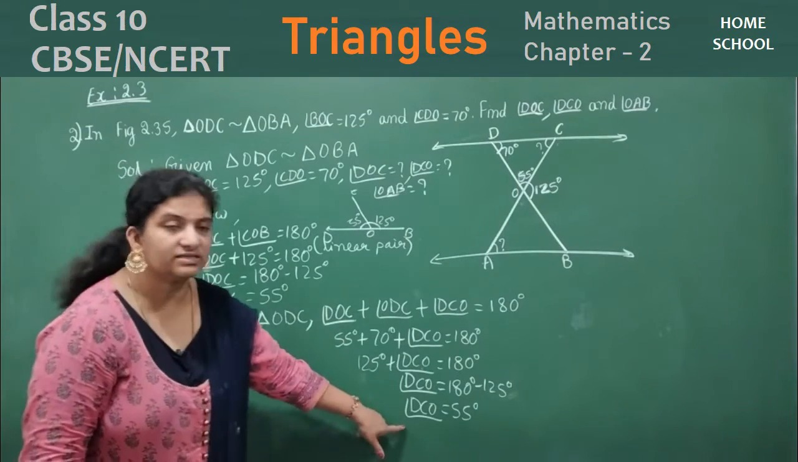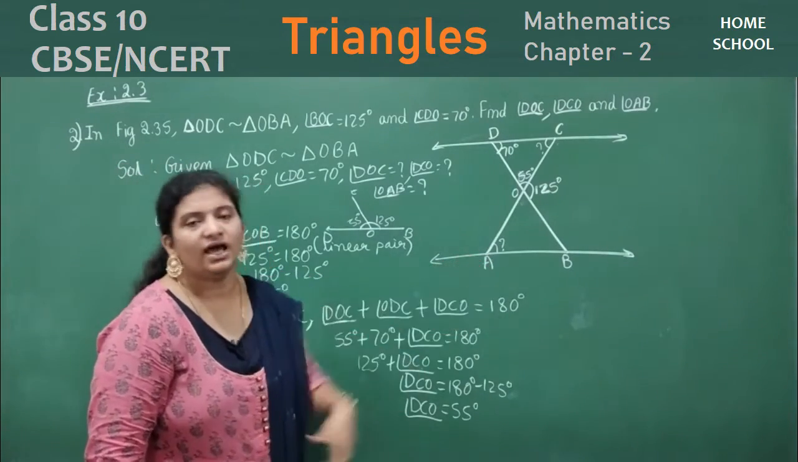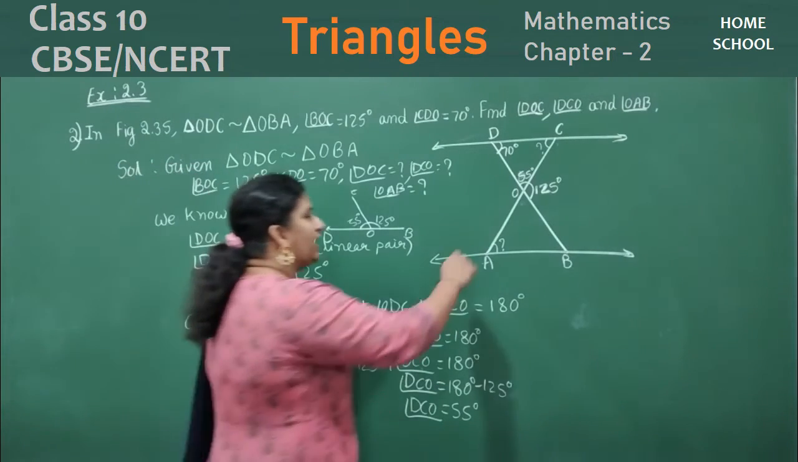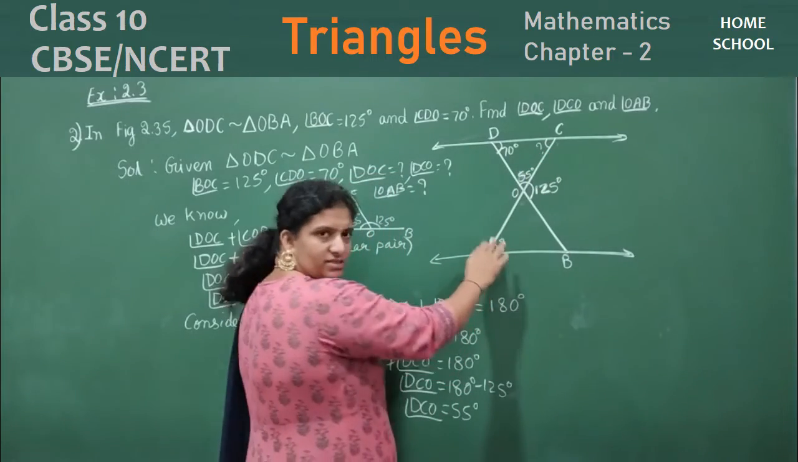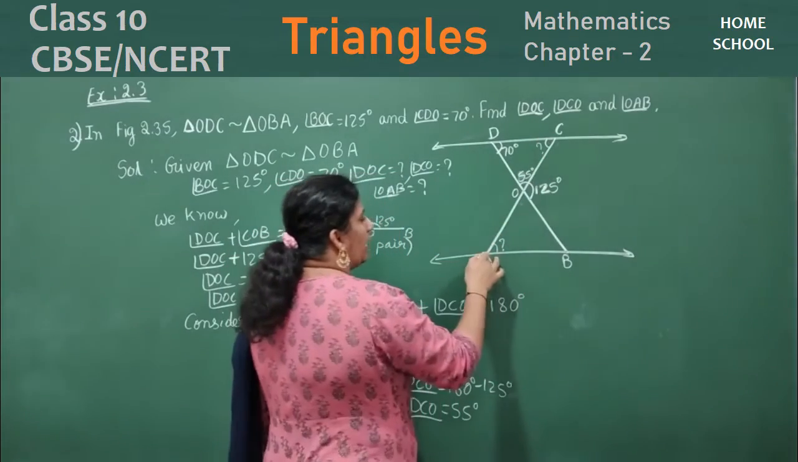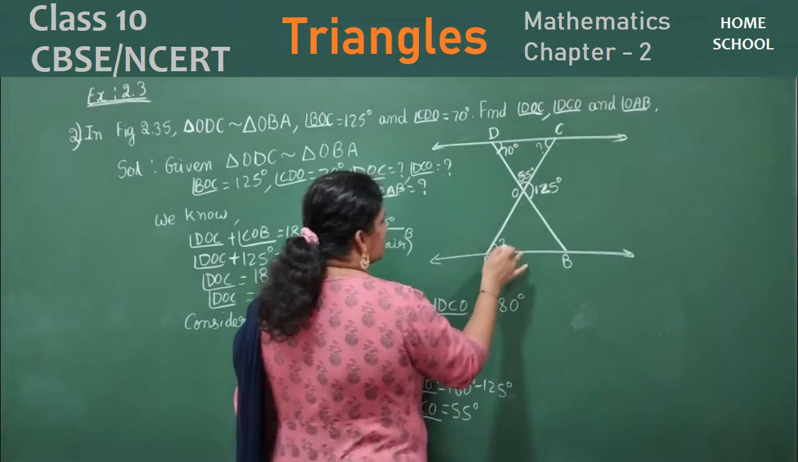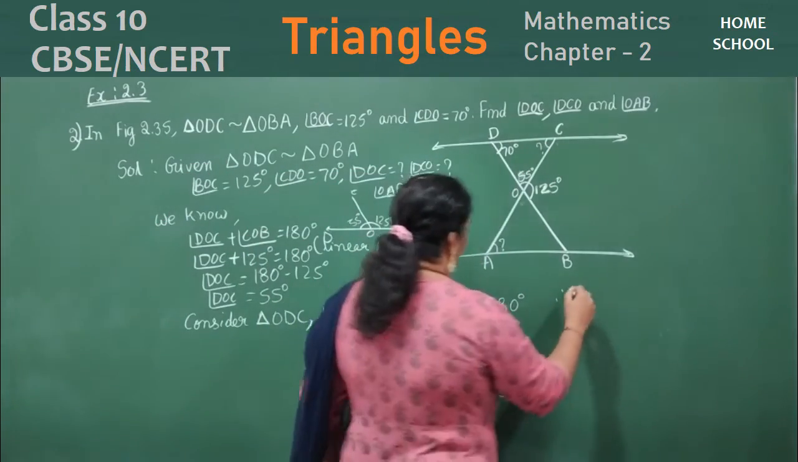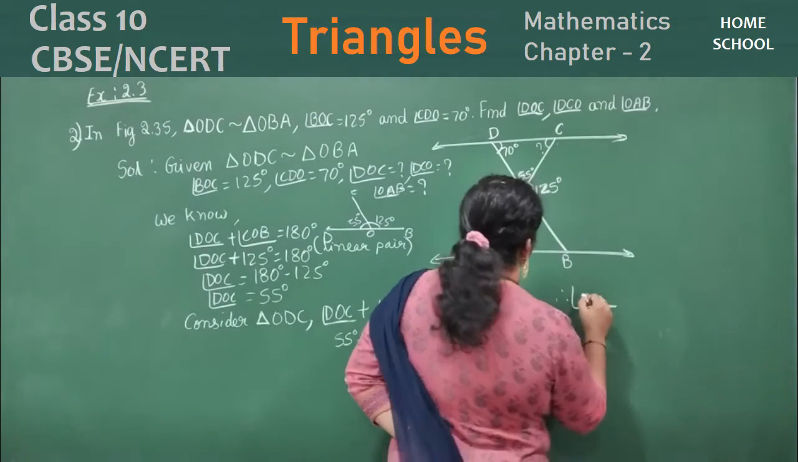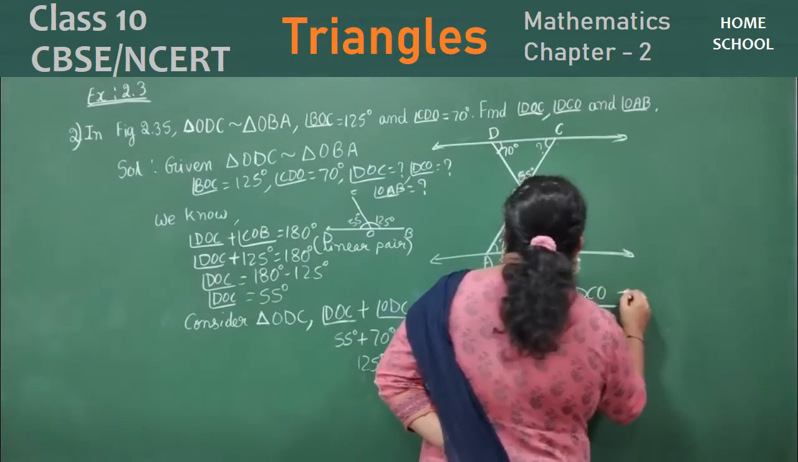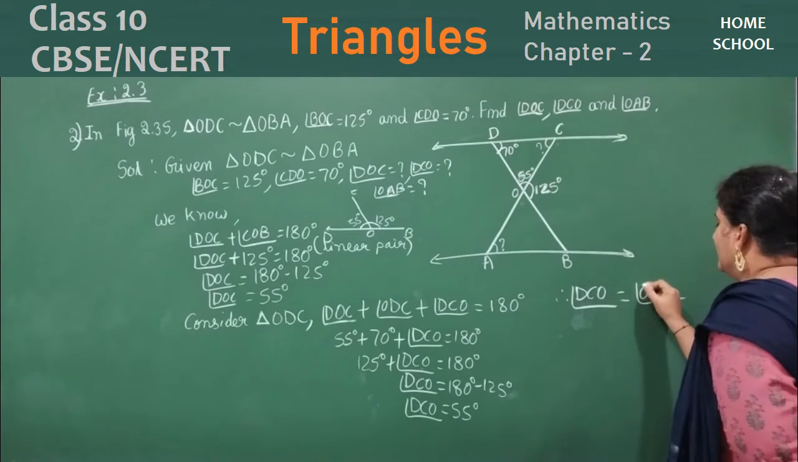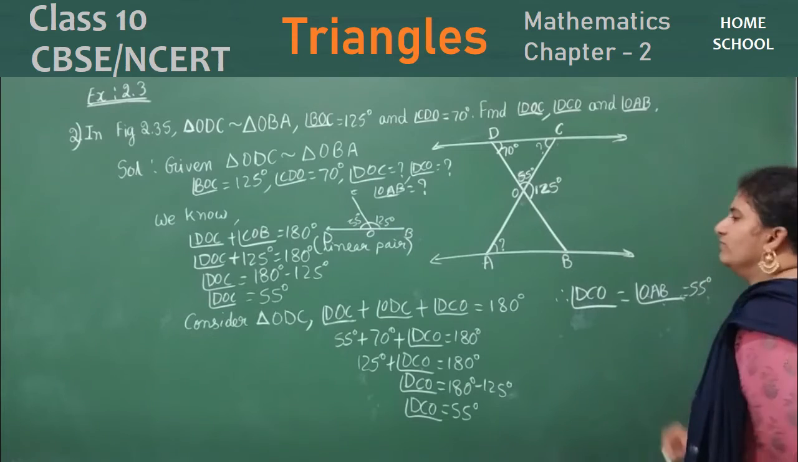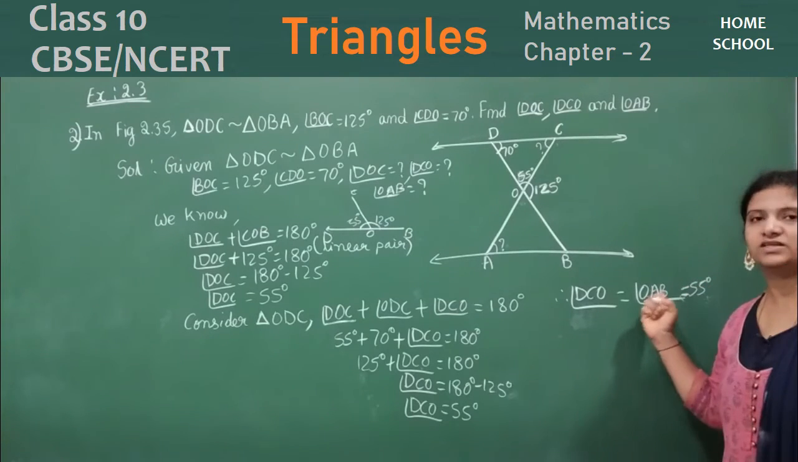This is completed. Still one more question. What is that? Angle OAB. So how can you find this angle OAB, children? You can directly say that this is alternate to this. Yes or no? So in between two lines, this angle is alternate to this angle. Yes? Therefore, what you can write? Therefore, angle DCO is equal to angle OAB is equal to how much here? 55 degrees.